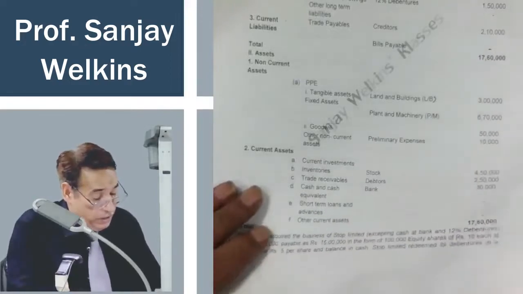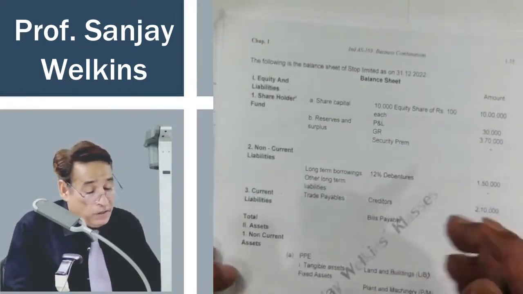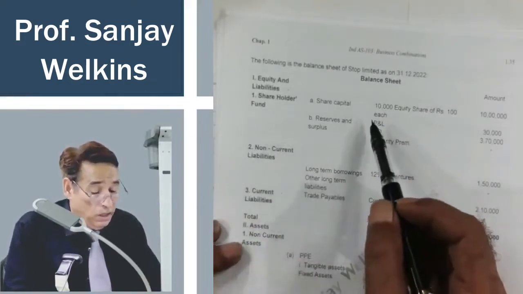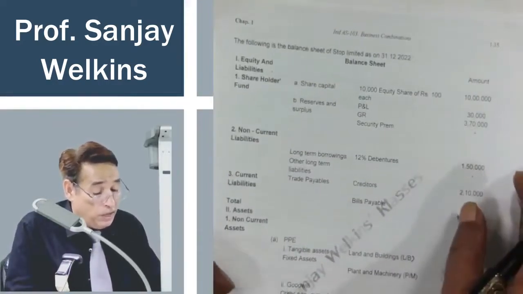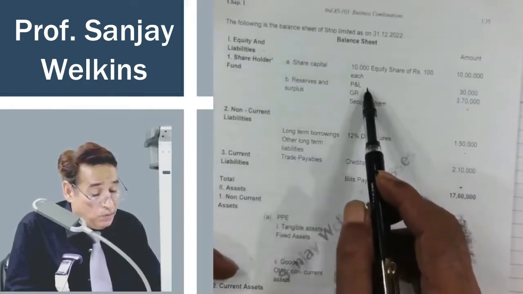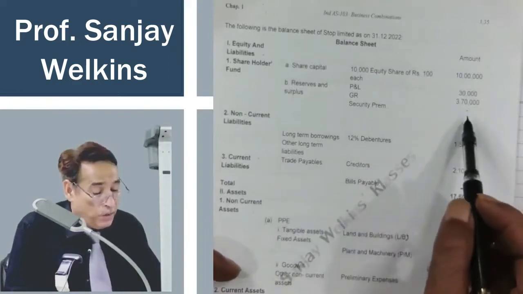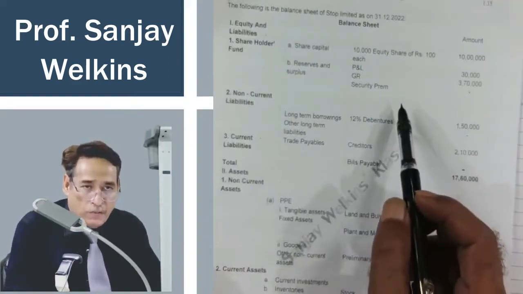The question states that the following is the balance sheet of Stoff Limited as at 31st of 12/2022. Now, if we look into the balance sheet, we find there is share capital to the extent of 10 lakh, then there are reserve and surplus to the extent of profit or loss account 30 and general reserve 3,70,000. There is no security premium. I have just written to tell you that it is also a part of reserve and surplus.